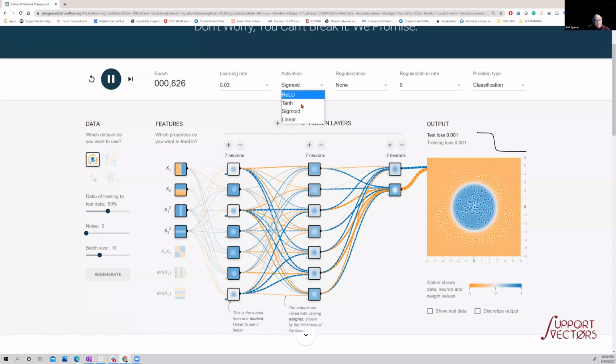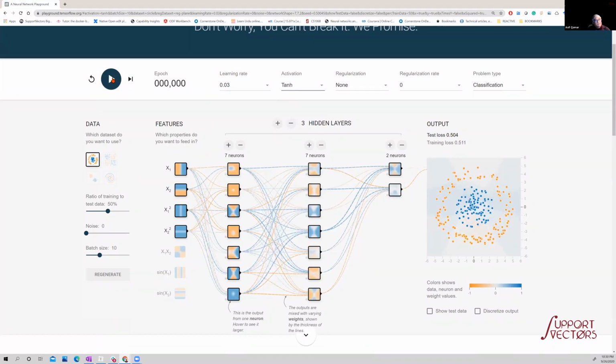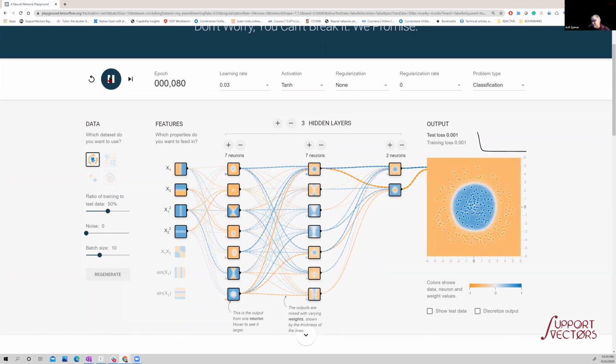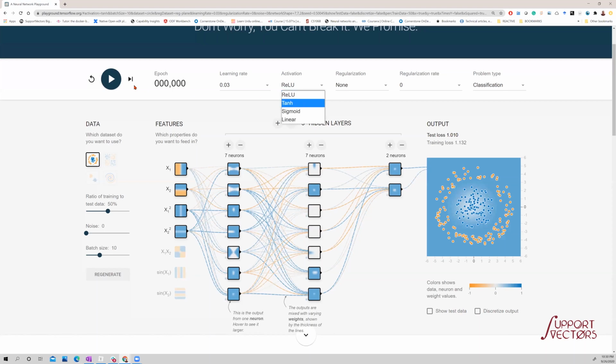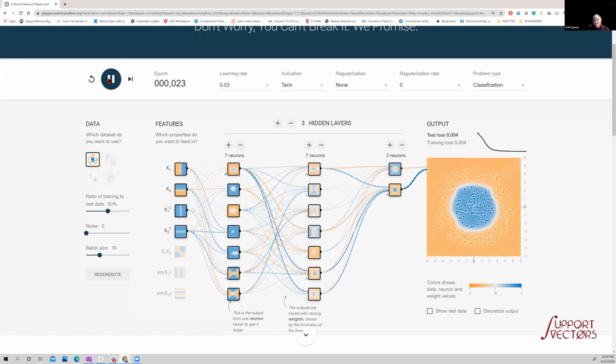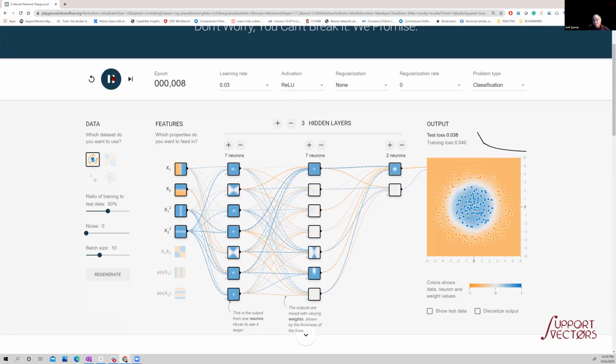Now, the same thing if I do with TANH, it will be faster than the sigmoid, but slower than ReLU. You notice that TANH is much faster than sigmoid? Yep. I'll run it again and we'll see that. Let me run TANH. Look at TANH. There it is. It pretty much solved the problem. On the other hand, ReLU also immediately solves the problem.